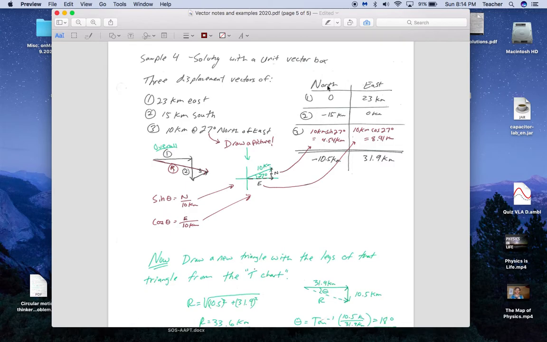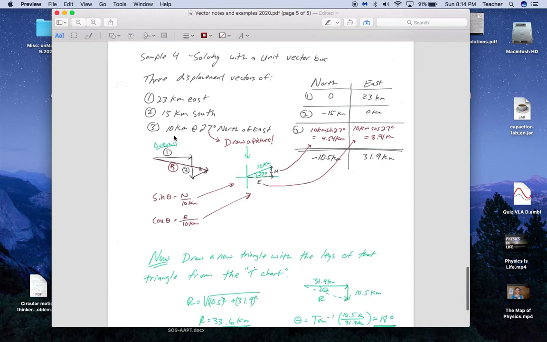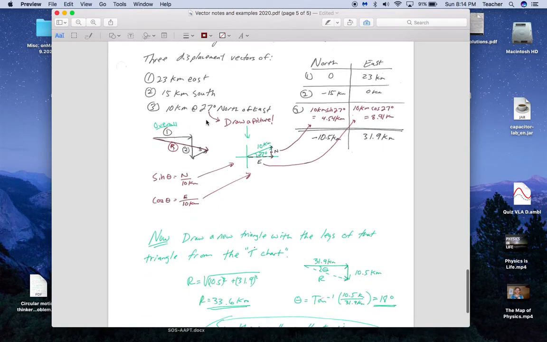So if you have a vector that's not going north but south, that would be a negative value. If you have a vector that's going west but not east, that would be a negative value. So let's say we've got a person who's riding a bike and they're going 3 different legs of this bike trip. The first one is 23 kilometers due east, the second leg is 15 kilometers due south, and the third leg is 10 kilometers at 27 degrees north of east.